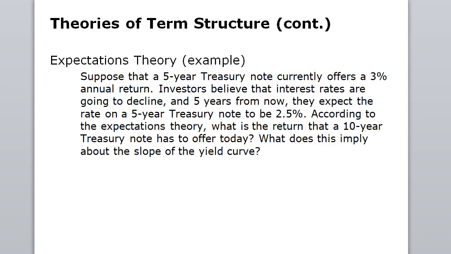Now, suppose a 5-year Treasury note currently offers a 3% annual return. Investors believe that interest rates are going to decline, and 5 years from now, they expect the rate on the 5-year Treasury to be 2.5%. So according to this expectations theory, what is the return that a 10-year Treasury note has to offer today? What does this imply for the slope of the yield curve?